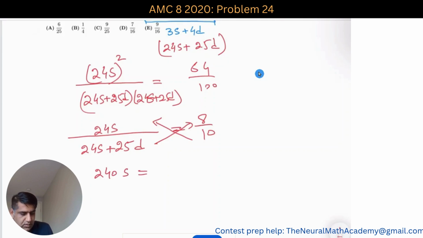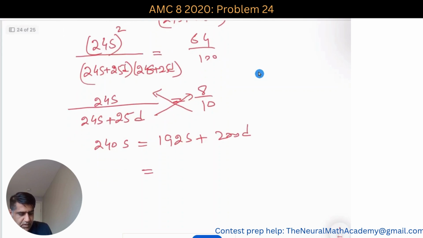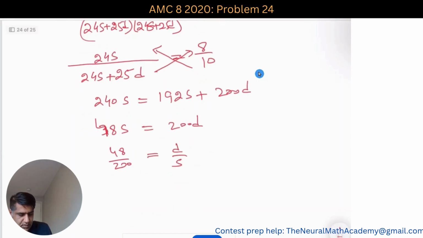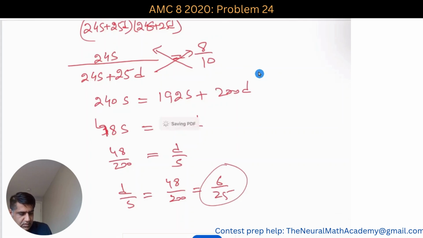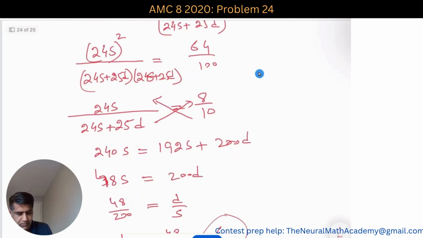to 192s plus 200d. And now if I rearrange, I'll get then 48s equal to 200d, and then d over s is 48 over 200. And if I further simplify this ratio, then I get 6 over 25. So the answer is then A for this problem.